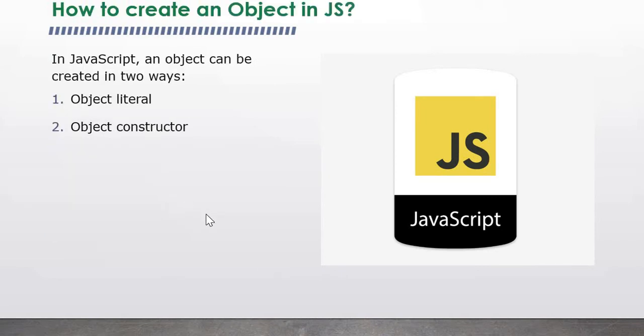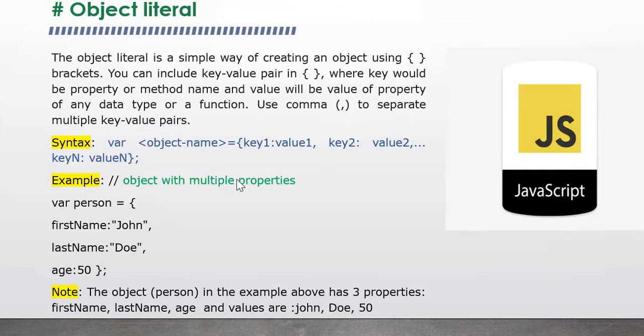So how do we create an object in JavaScript? To create an object, there are two ways. One is called object literal, and the other is called object constructor. Let's see the object literal first. So what is an object literal?